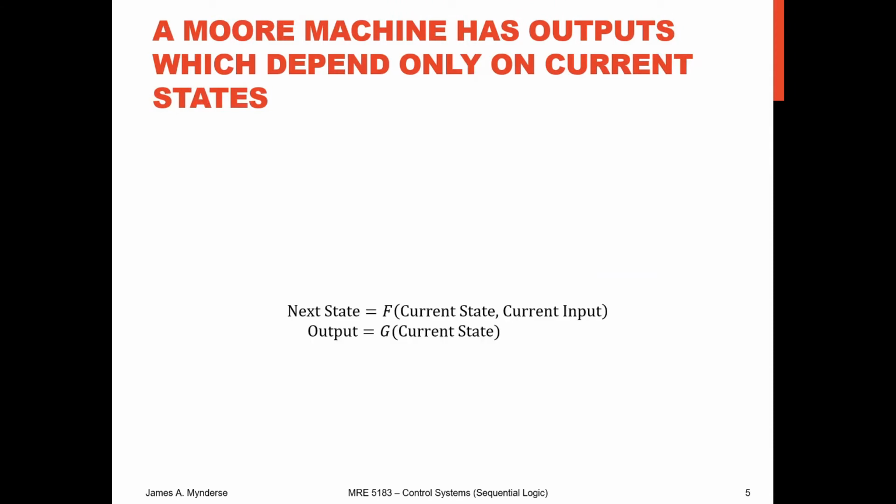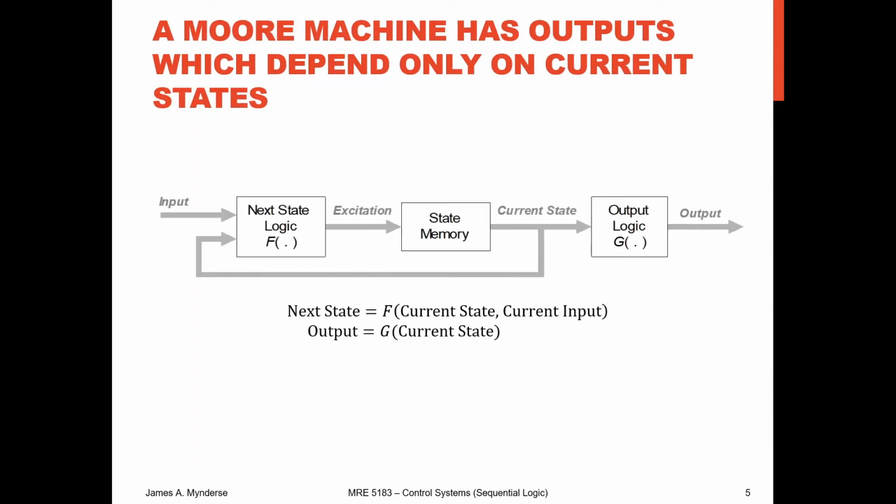Alternatively, we have a Moore machine. The Moore machine says that the next state depends on the current state and the current inputs, but the output depends only on the current state. So that looks like this. Notice that that feed forward path on the top is gone. So our input only goes into our next state. Our current state is still going to feed back to our next state. Our next state goes to our state goes to our output, and the output logic goes to the output. So a little bit simpler in the Moore machine.